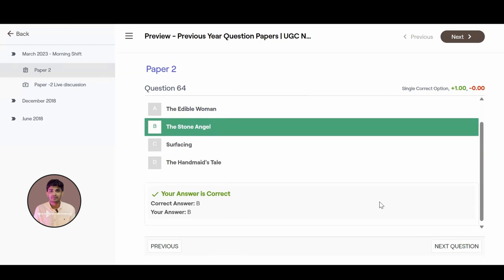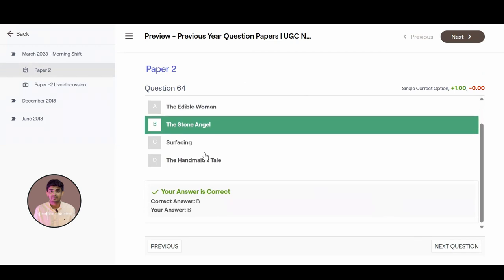But who wrote The Stone Angel? That is a question. Any guess? It's written by Margaret Laurence, another Canadian writer, not Margaret Atwood.